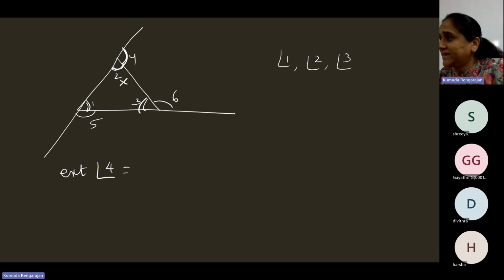So a triangle has 3 interior angles. Okay. Now listen to this carefully.